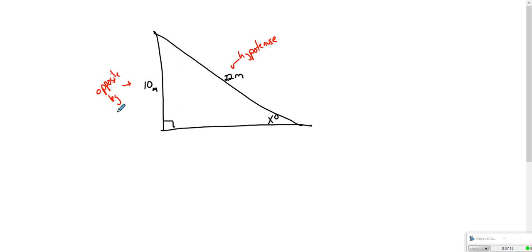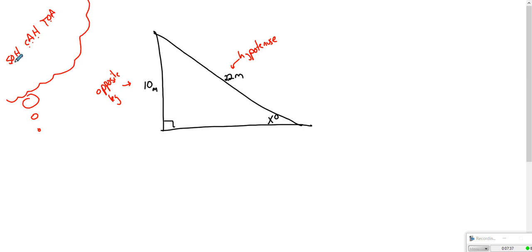Now, I'm going to use my little memory thing here. Okay, my mind goes, okay. So, SOH CAH TOA. Sine is opposite over hypotenuse. Cosine is adjacent over hypotenuse. Tangent is opposite over adjacent.